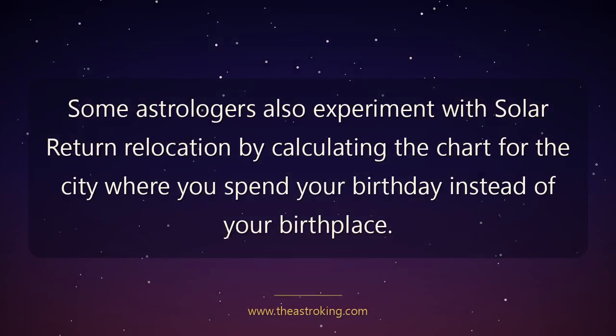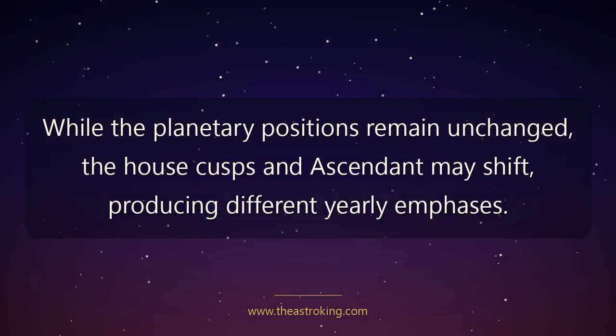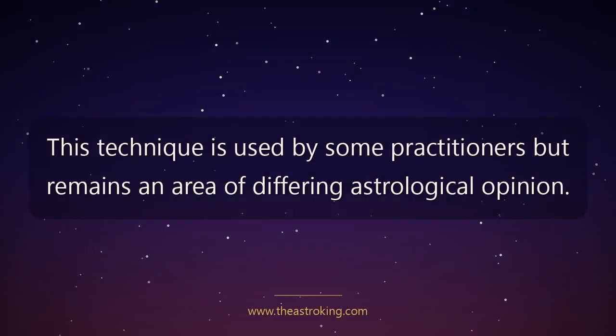Some astrologers also experiment with solar return relocation by calculating the chart for the city where you spend your birthday instead of your birthplace, while the planetary positions remain unchanged. The house cusps and ascendant may shift, producing different yearly emphases. This technique is used by some practitioners but remains an area of differing astrological opinion.